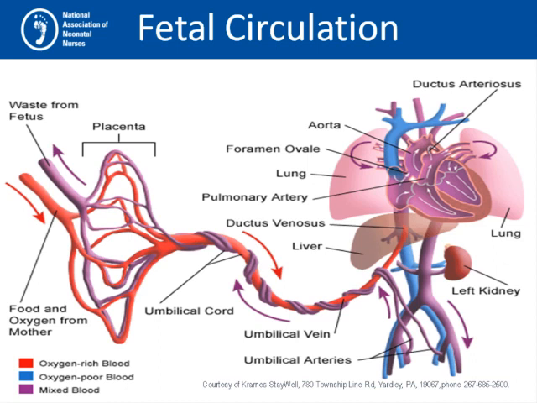The foramen valve is the opening between the right and left atrium. The ductus arteriosus is the opening between the pulmonary artery and aorta, and the ductus venosus is the opening between the umbilical vein and inferior vena cava.